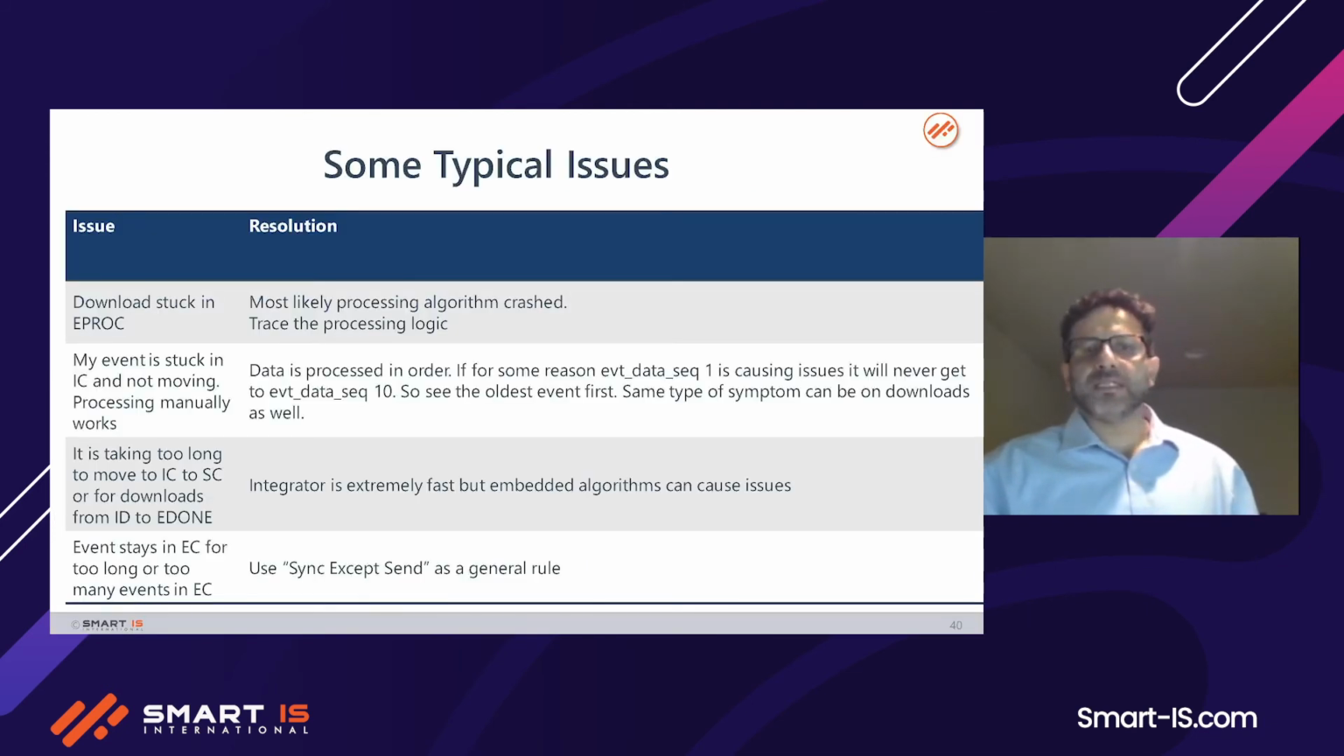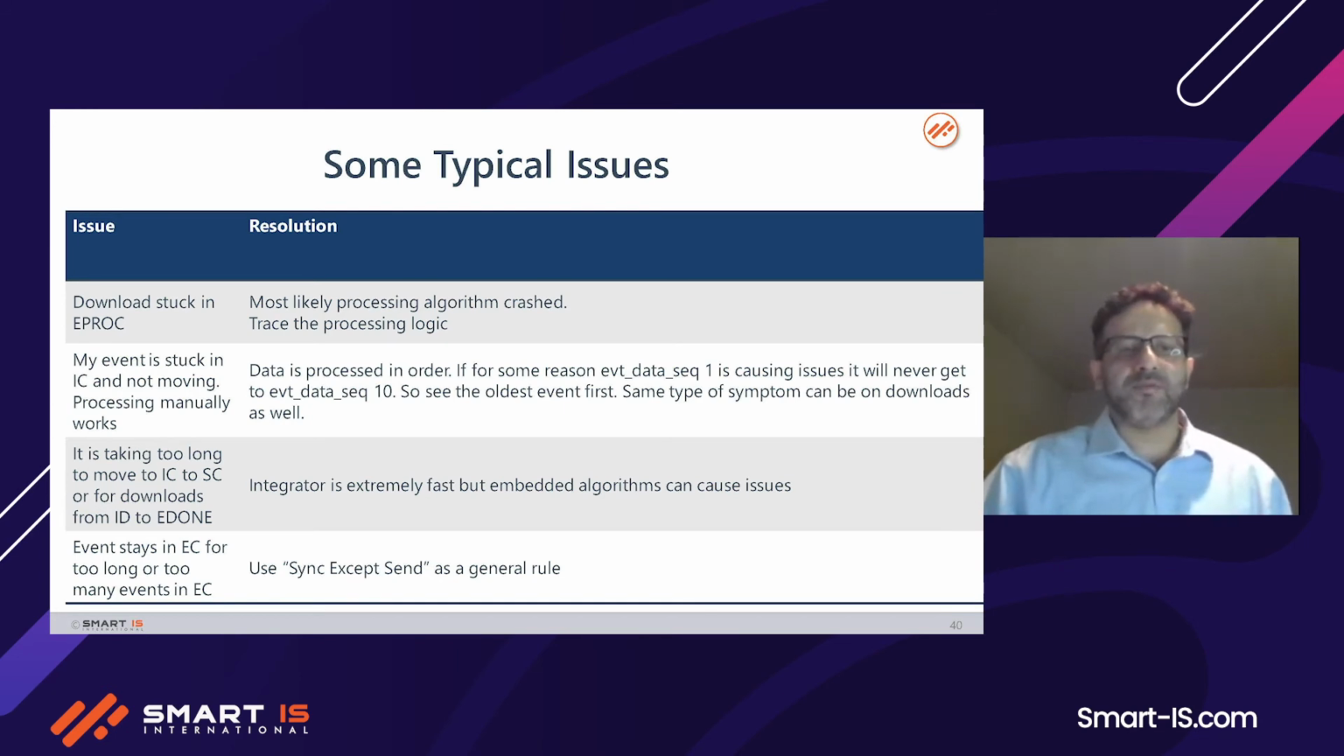So there are some typical issues that we have seen, and of course there would be more issues as well, but these are some of the typical ones that we often hear. Download is stuck in eProc, right? They're very common. The most likely issue is that the processing algorithm crashed. Some of the processing algorithms used to be written in C, and there was a memory issue or something like that. Either it's custom or standard, and that crashed. That would create this scenario where download would be in eProc.